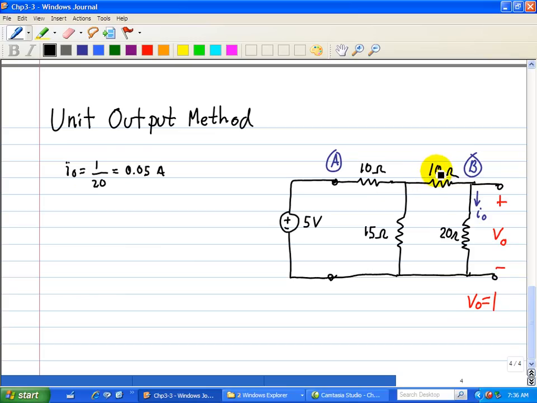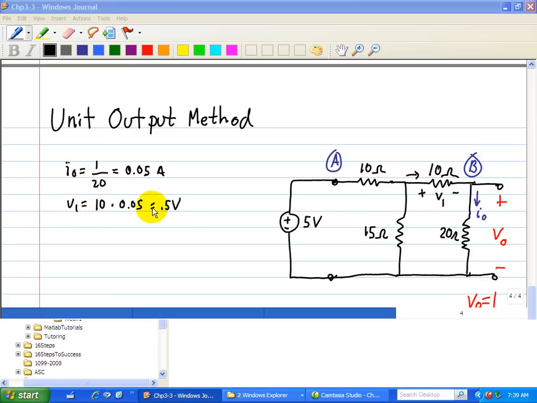However, the current through the 10 ohm resistor, shown here, is equal to the current IO. So the voltage across here, assuming the current in this direction, then we'll say that this is plus, this is minus, and we'll call that V1. So therefore V1 is equal to 10 times 0.05, which is equal to 0.5 volts.